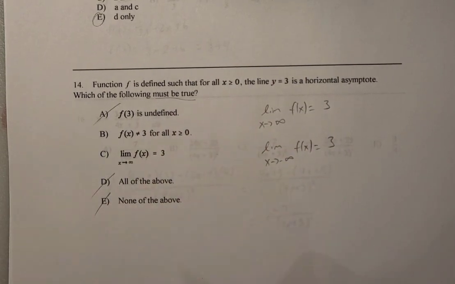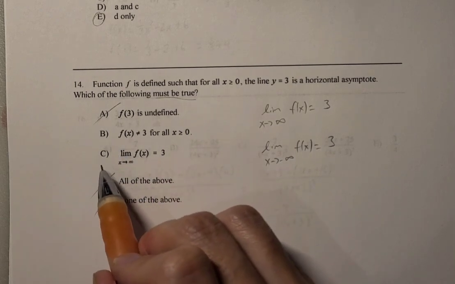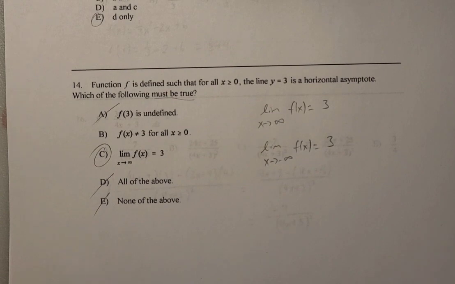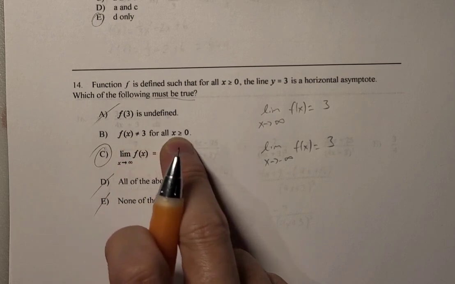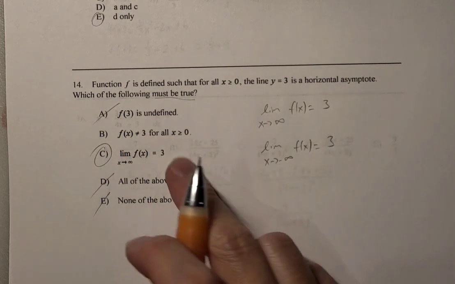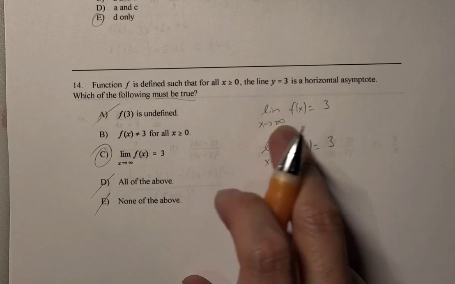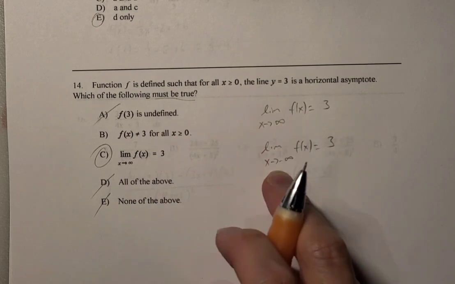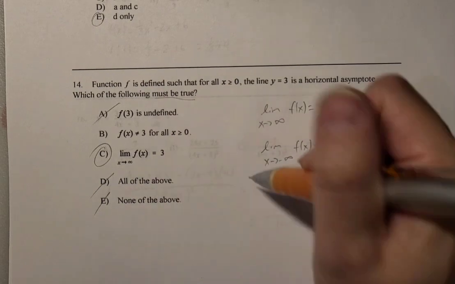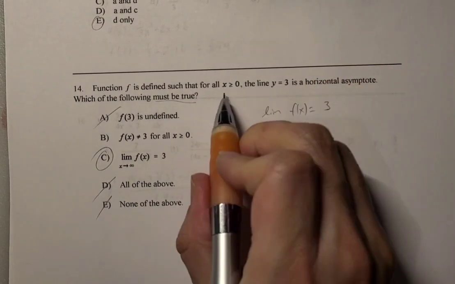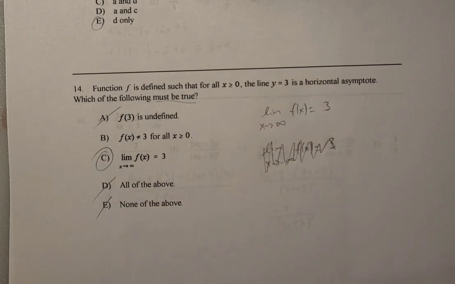Cross that out, and we can cross out all of the above because A was not correct, so it has to be C. We don't even have to check B after that. But I could check B right here. F of x is not equal to 3 for all x greater than or equal to 0. That's not true. It just says that f approaches 3 as x goes to infinity, or negative infinity. We didn't even need this, by the way, because we're only interested in x greater than or equal to 0.